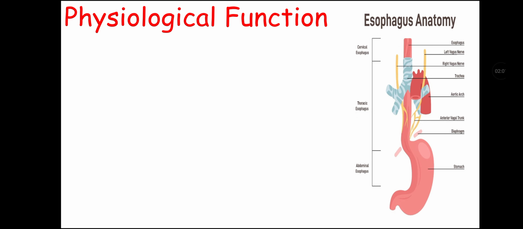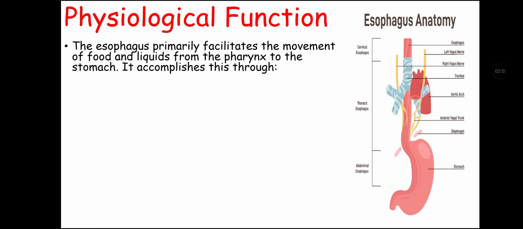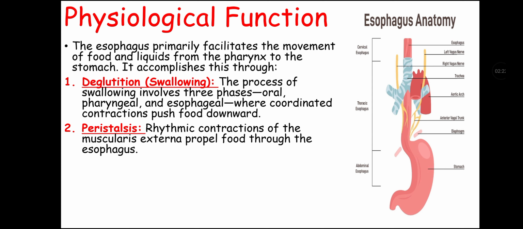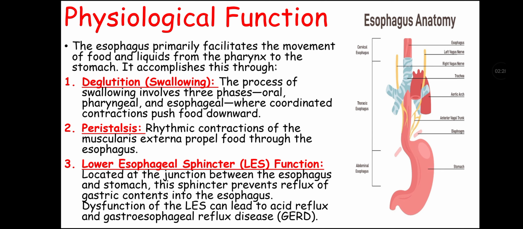Now let's talk about the physiological function of the esophagus. The esophagus primarily facilitates the movement of food or liquid from the pharynx to the stomach. It accomplishes this through deglutition, that is also called swallowing. The process of swallowing involves three phases: the oral phase, the pharyngeal phase, and the esophageal phase, where coordinated contraction pushes food downward. The second function is peristalsis, the rhythmic contraction of the muscularis externa that propels food through the esophagus.